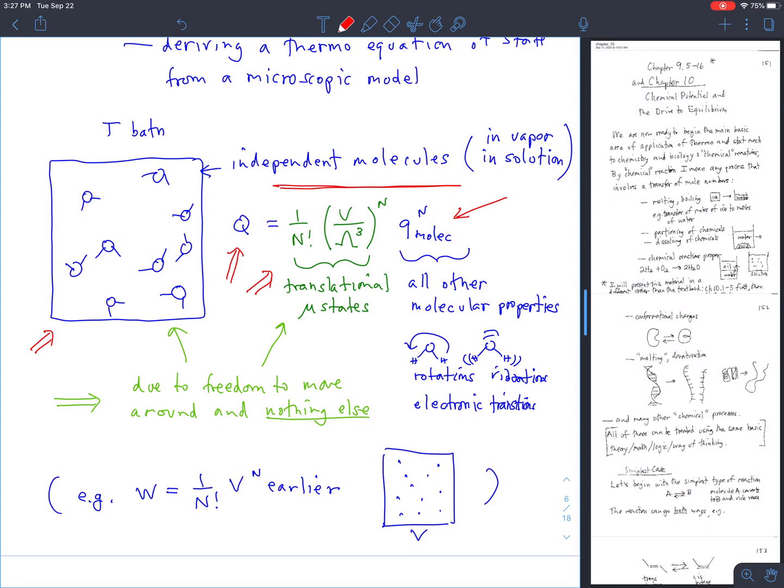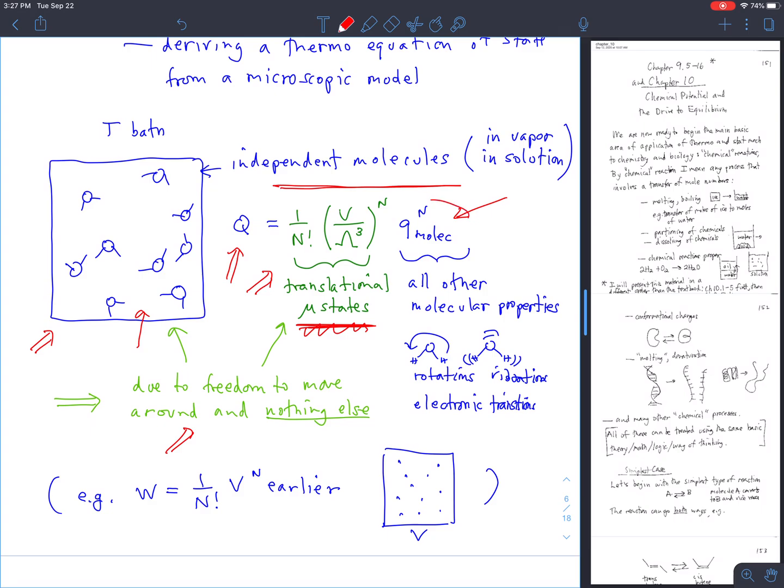And the dark green factor accounts for only one thing. It accounts for the translational microstates of all the water molecules in our system. In other words, it only accounts for the fact that the water molecules can move around in the box. If you replace these water molecules with helium atoms or with proteins or any other molecule at all, this first term would not change at all. It doesn't know anything about the molecular properties. It only knows that the molecules can move around, and that's all that it's accounting for.